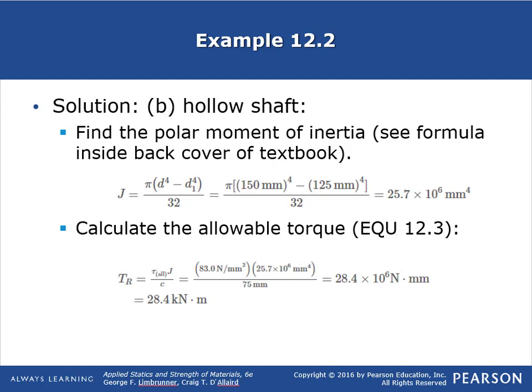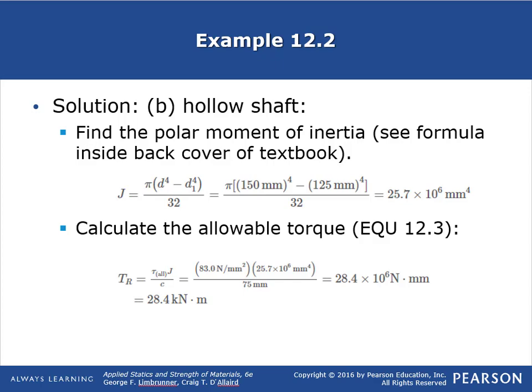Next, we're going to do it for the hollow shaft. The allowable torque is going to be based on this formula here. Again, the same formula, except we're going to be using a different formula for calculating J. J is the outside diameter to the fourth minus the inside diameter to the fourth, times pi, divided by 32.